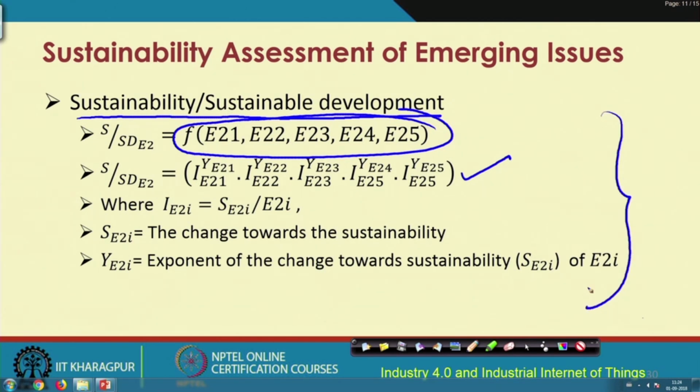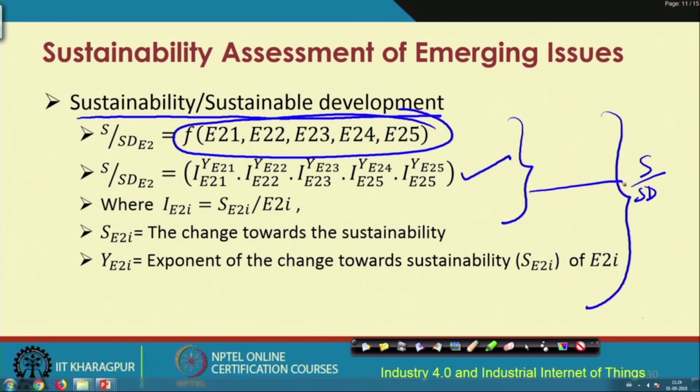To start with, we have looked at this S over SD formula, and these are the different parameters that contribute to the computation of S over SD, and this factor talks about whether a particular effort is sustainable or not.